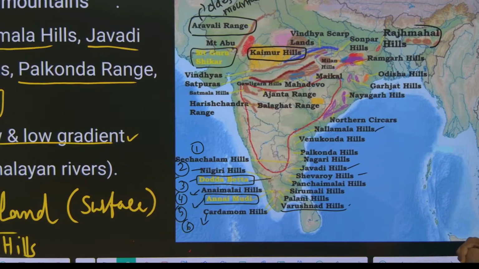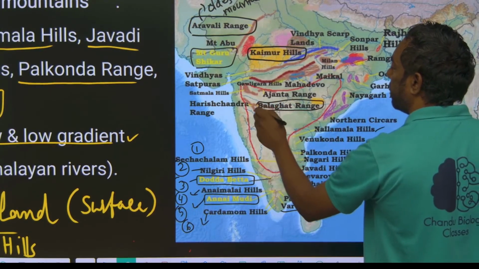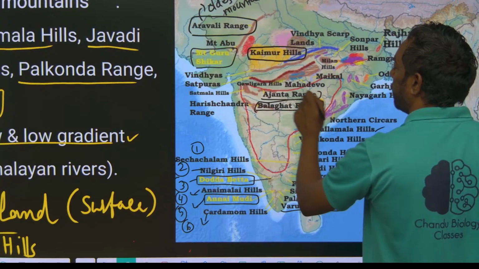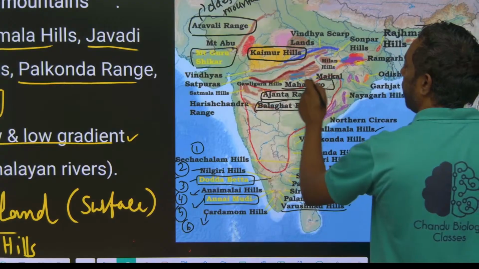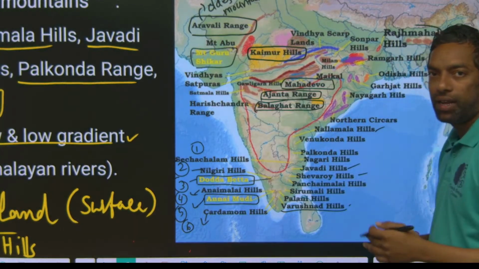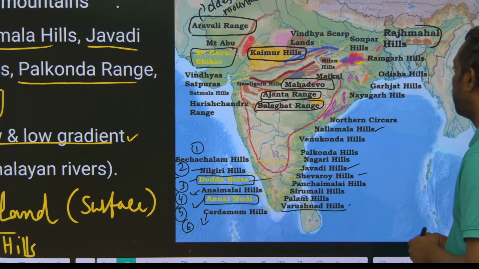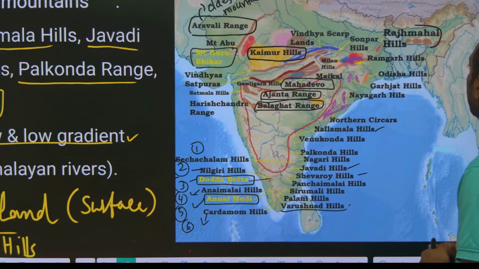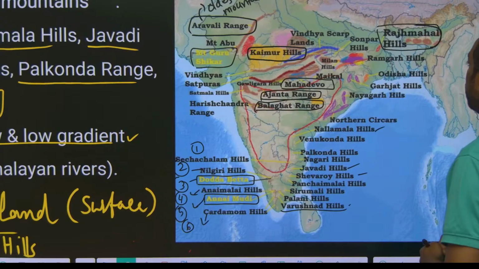Guys, here they can ask you the Balaghat range and the Ajanta range. These are places of Maharashtra. Mahadeva Hills are placed in Madhya Pradesh and Chhattisgarh. And they can ask you about Rajmahal Hills, in the eastern part of Jharkhand, between the eastern states and the Jharkhand plateau. These are the hills.